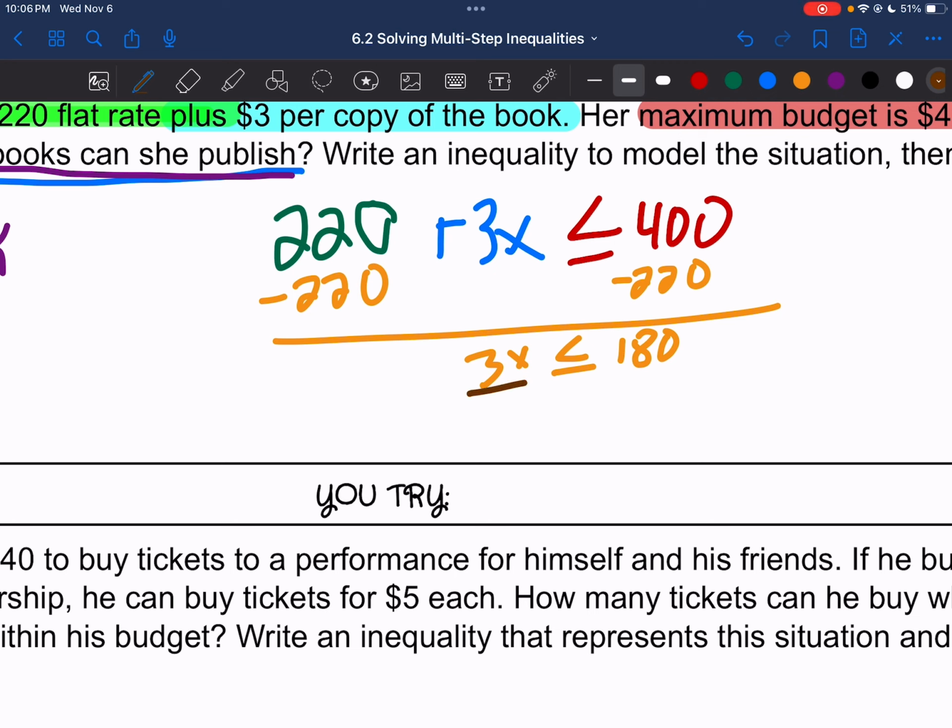We're going to find out if we divide it by $3 per copy, how many copies is she going to be able to make with that money? And you're going to get 60 comic books. So we have 60 books is our answer for this one. X is going to be less than or equal to 60 books. If she went all the way up to 60, she would spend all $400 of her budget. She can pick any value less than that as well.